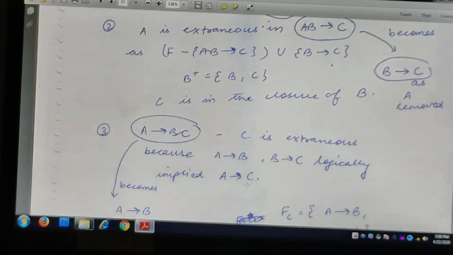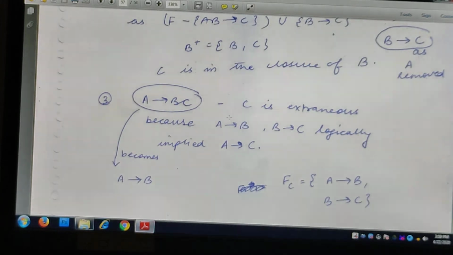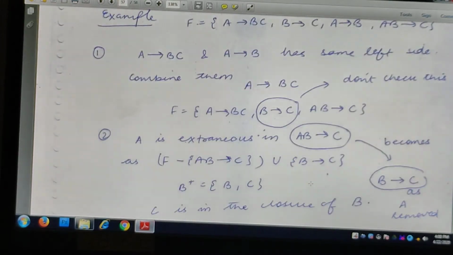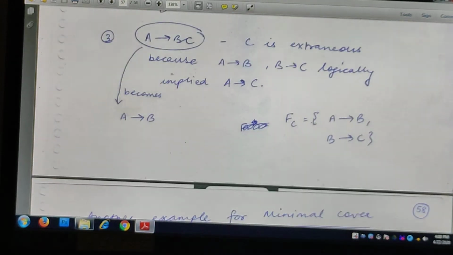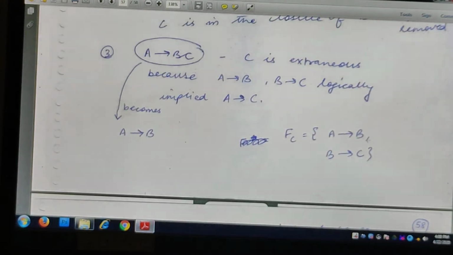It means C is dependent on A. So C is not required here, because the closure of A is not going to change, right? Now you can see, if I remove C from there, it will become A to B and B to C. So instead of the four functional dependencies that we have in the question, we have now concluded the closure of my functional dependencies, that is A to B and B to C. We have removed the extra attributes.